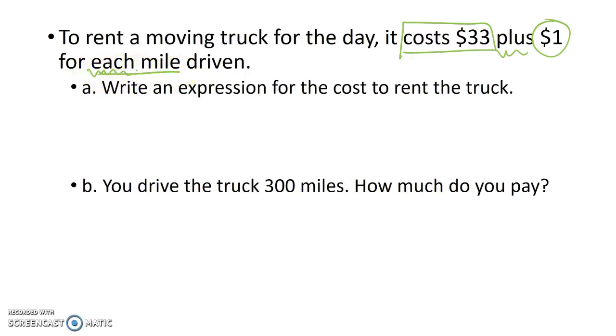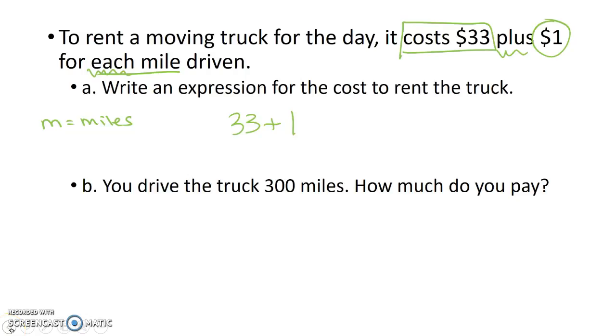So it says write an expression for the cost to rent the truck. So no matter what, we're spending $33 to rent that truck. But then we have to add on because it says plus $1 for each mile. So I'm going to put M for miles. M equals miles. So 1M. And that means for every mile that I drive, I have to spend an extra $1. So 1 times however many miles I drive, plus that $33 fee that I have to pay just for renting it.